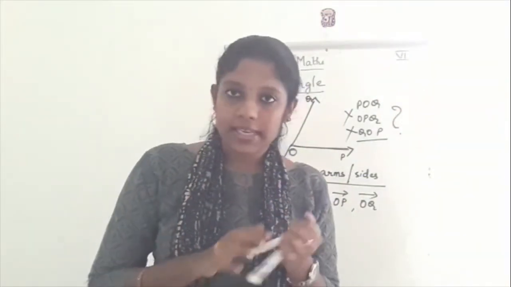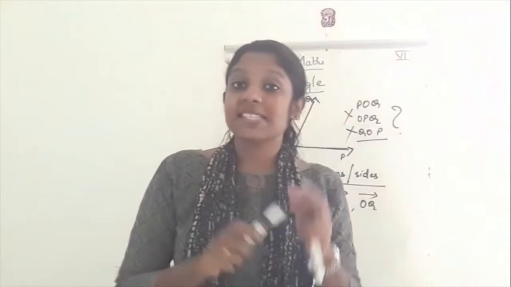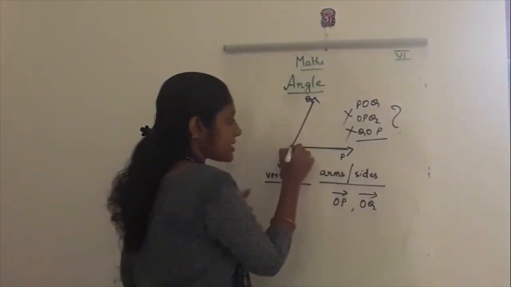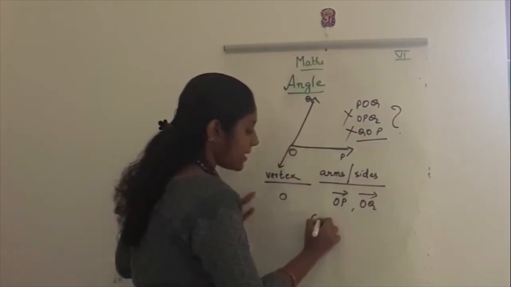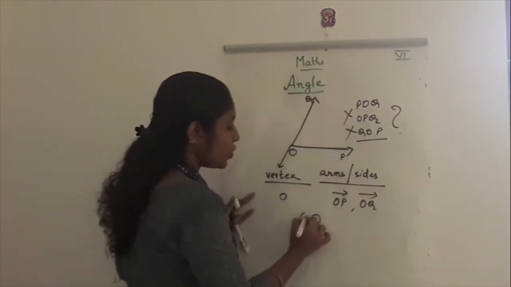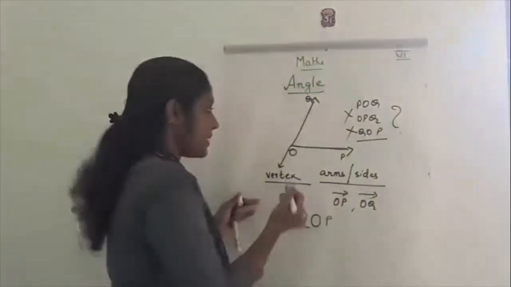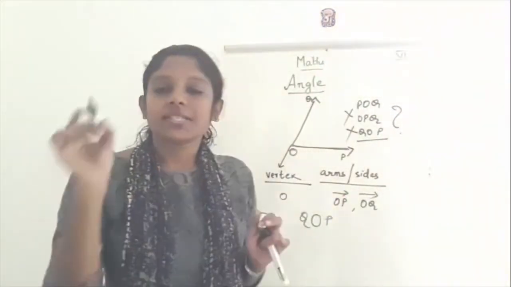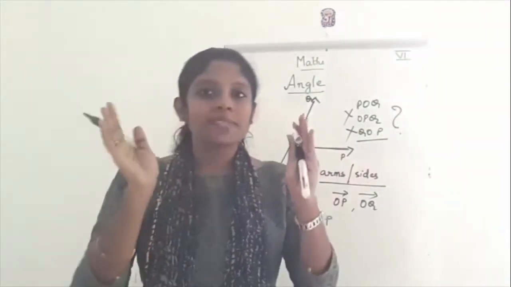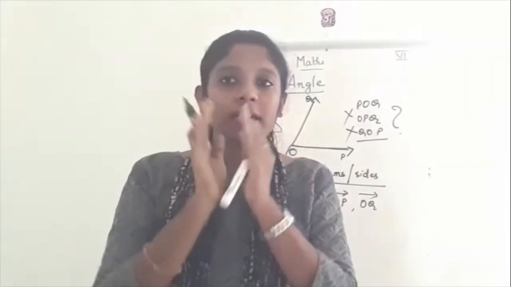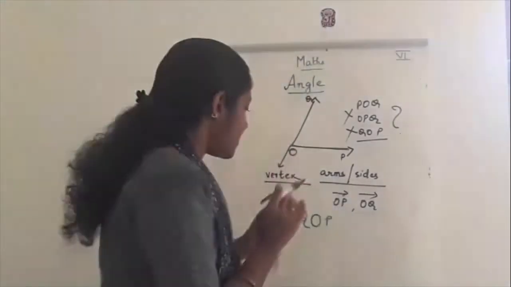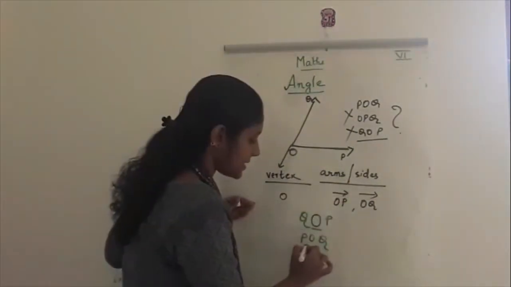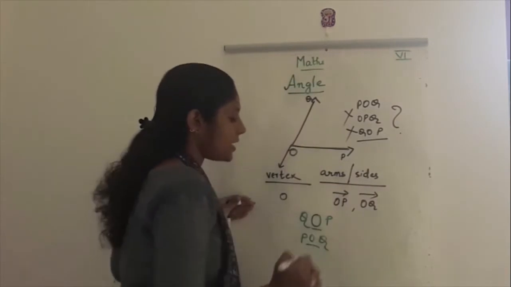To name an angle correctly, the first thing you have to keep in mind is that the vertex should come in the middle. Here the vertex is O. O should always come in the middle, and P or Q can be written in either order. You can write QOP or POQ. The only condition is that the vertex should come in the middle. The two arms can be written either way round, but the vertex should always come in the middle. So you can write QOP or POQ because the vertex O is in the middle.